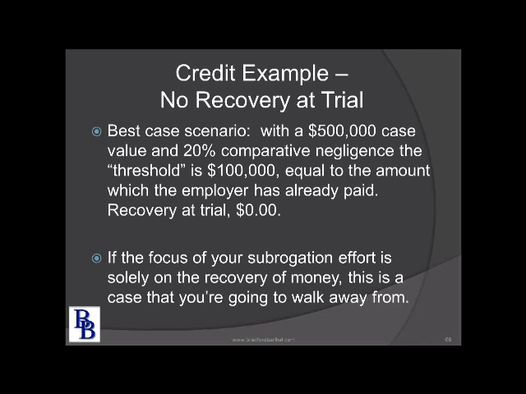Is it worth doing? Well, think about it. Best case scenario, 20% negligence. Your attorney's done a great job. Well, 20% of $500,000 is still $100,000. That means that after all of the work, after all of the trial, you've got a $100,000 threshold. You've paid $100,000. That means that the amount of money you're going to get out of this case is zero.